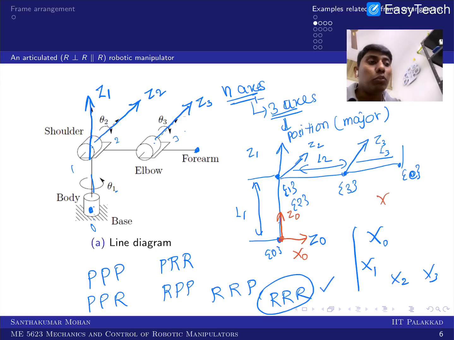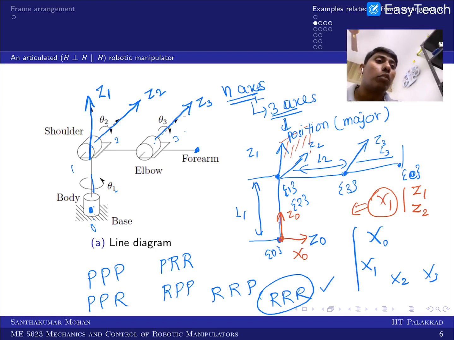But when coming to x1, you have to see two things: z1 and z2. Z1 and Z2 are intersecting, so the x1 axis is supposed to be the rotating axis. This is the plane which is housing z1 and z2. Whatever is normal to that plane, in the progressing side, that is your x1. So this is your x1.